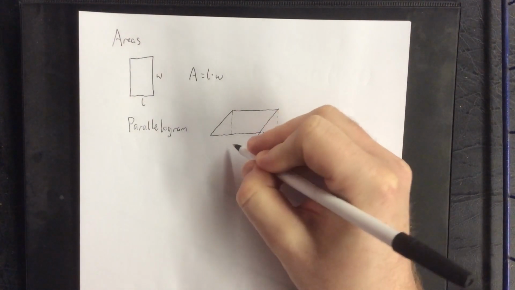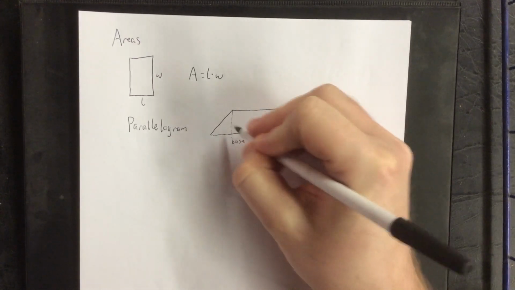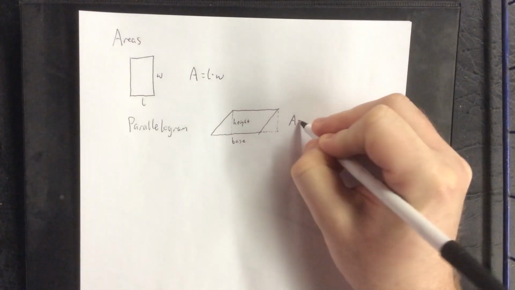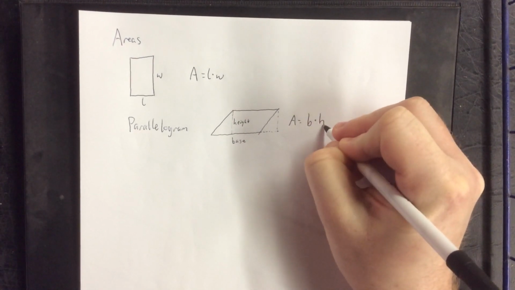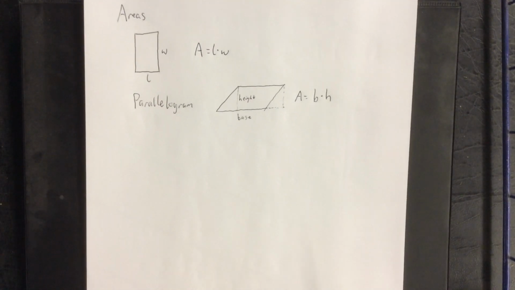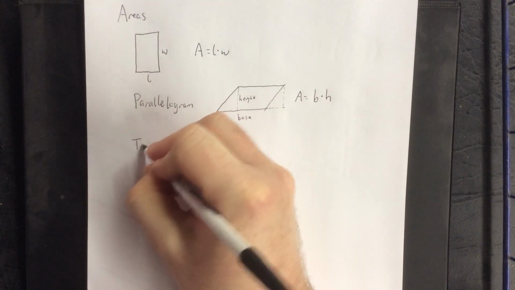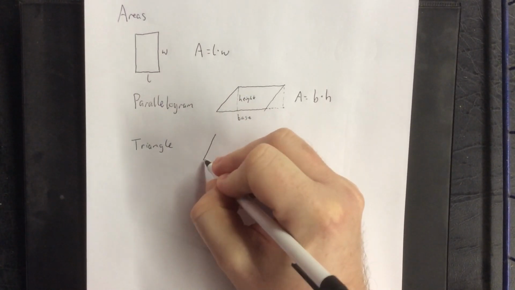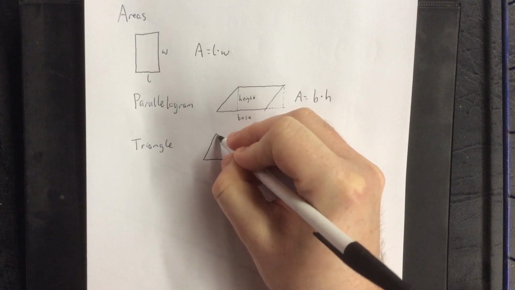It is for that purpose that we refer to these two dimensions as a base and a height, and the area of a parallelogram is going to be its base times its height. This also extends nicely to the triangle. A triangle is what you get when you have a geometric figure with three sides.